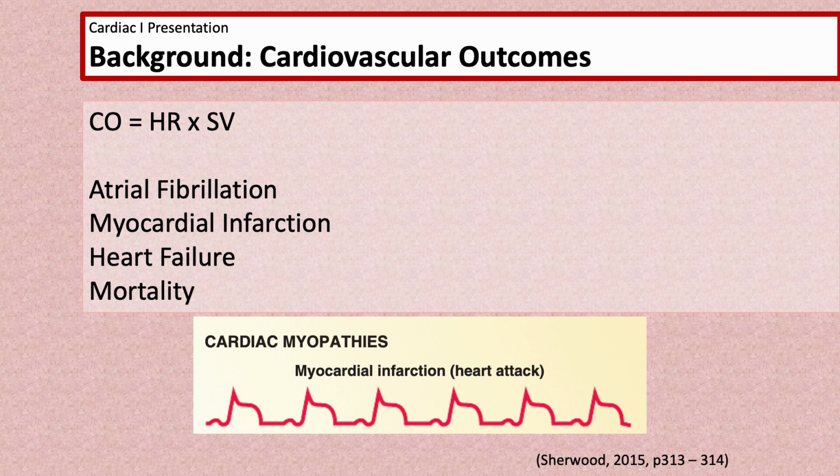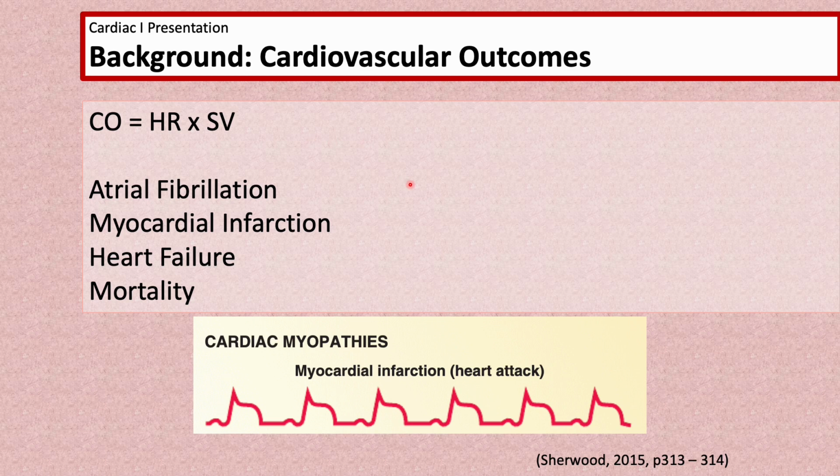The cardiovascular system is responsible for circulating oxygen and nutrients to cells and tissues, as well as removing waste products. Cardiac output, or CO, is the product of the heart rate, HR, times the stroke volume, SV. At rest, the average cardiac output is about 5 liters per minute.